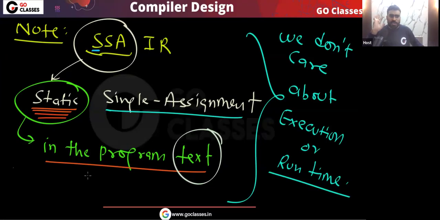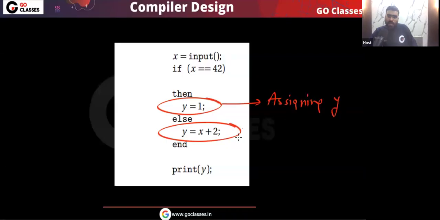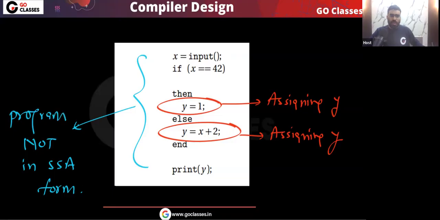So very simple. This is your static single assignment: in the program text, you should have a single assignment for every variable. Every variable should be assigned at most once. Look at this: here we are assigning y, and here also we are assigning y. That is the reason this code is not in SSA form. This program is not in SSA form. I hope you understood. Okay, now let's move on.